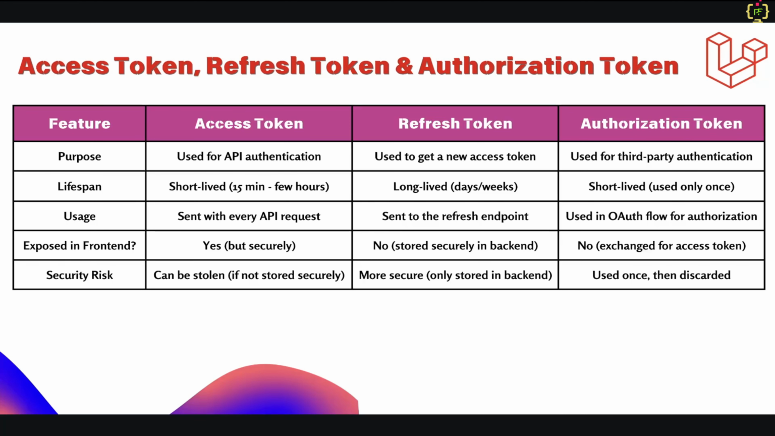And regarding security risk, the access token can be stolen because it is stored in the front end. But the refresh token cannot be stolen because it is stored in the backend. And the authorization token is used once and then discarded, so it cannot be stolen. Now that we understand the differences among access tokens, refresh tokens and authorization tokens, in the next step, let's move on to how the access token actually works.